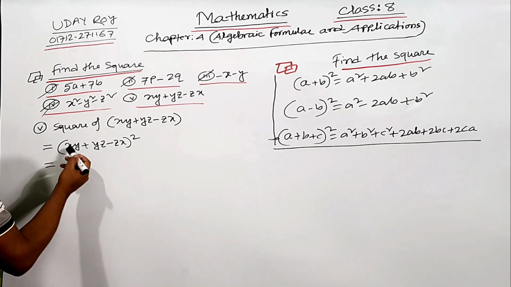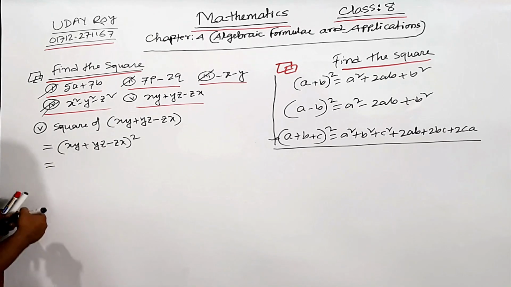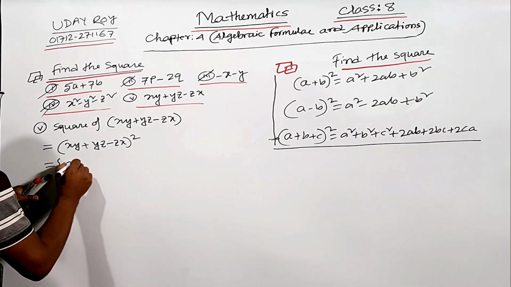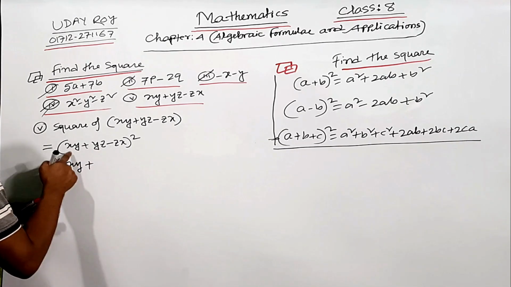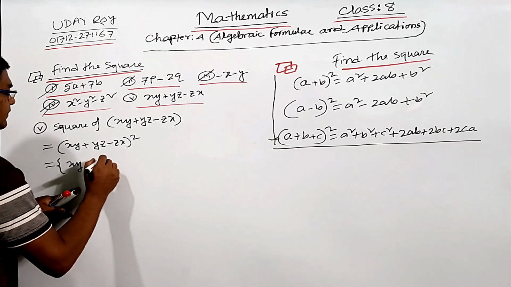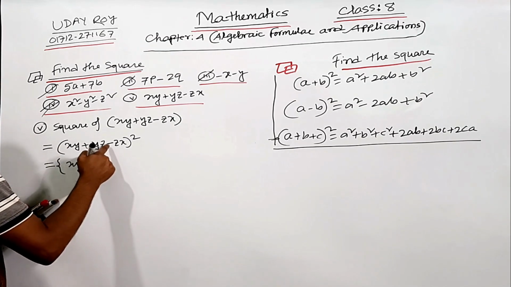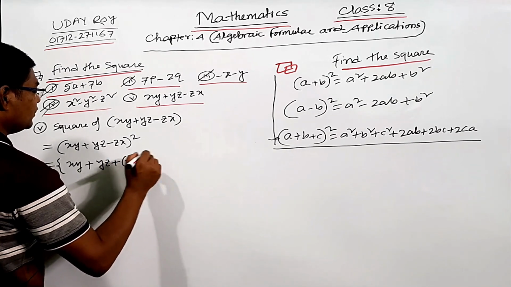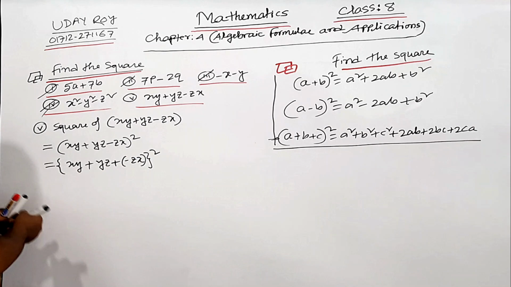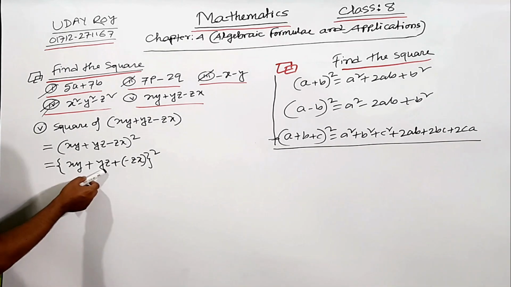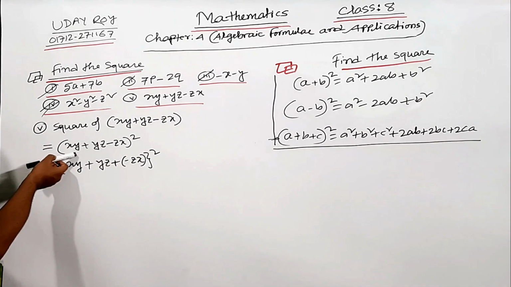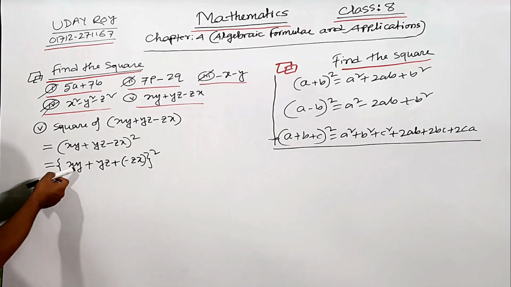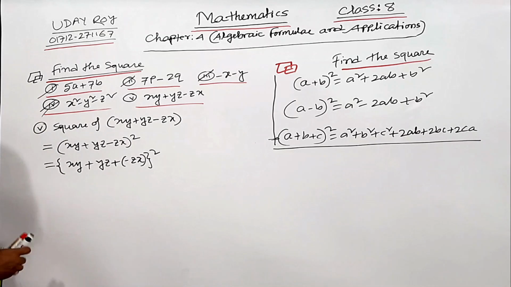So here is xy plus yz, but here is minus. Just write one line extra. Here is plus, here is also plus. So it is very easy for you. If we convert into plus, it will be easy. Now you can see we have a plus b plus c: xy is a, yz is b, and zx is c. So we have a plus b plus c whole square.